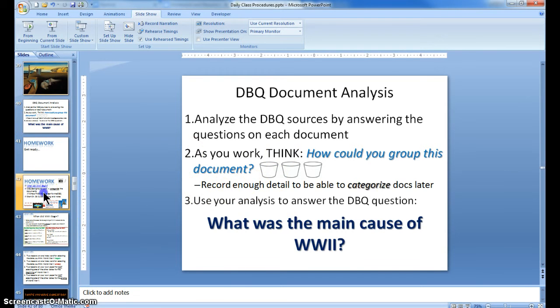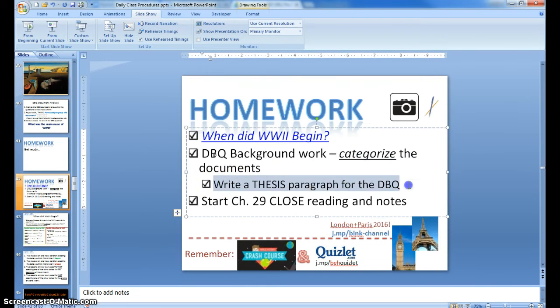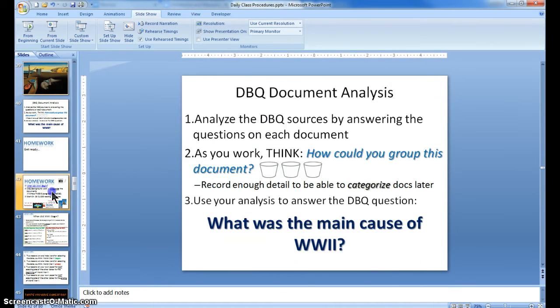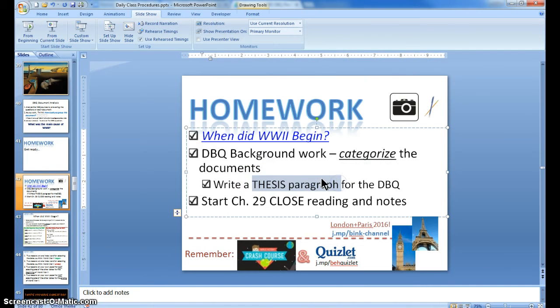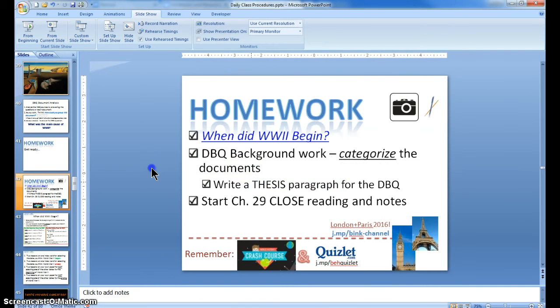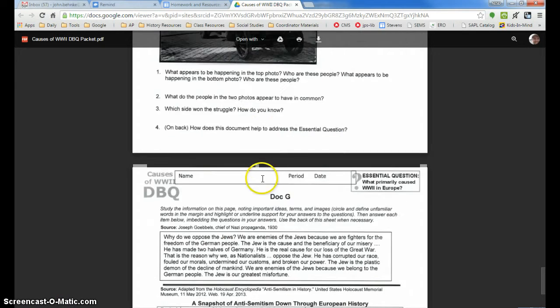Where did I do with it? There it is. Write a thesis paragraph. That's the introductory paragraph. This is your answer to the question. What was the main cause? The main cause was Martians landed and they wanted to see what happens when we fight each other. Whatever your answer is, just use evidence from the documents.